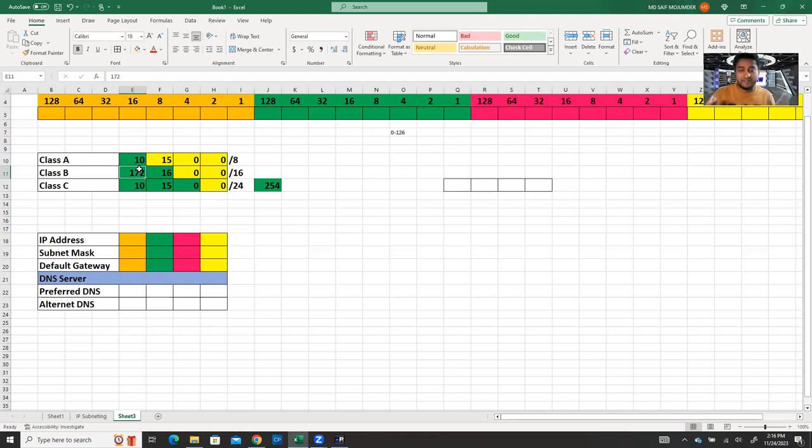So the max number is 255, but 255 is for broadcast, so you can eliminate 255. So the max is now 254, right? The highest. Actually, in between there is 250, but the last one is 254, but for the second octet and third octet, you can have 255. So max is 255. You cannot go over that.